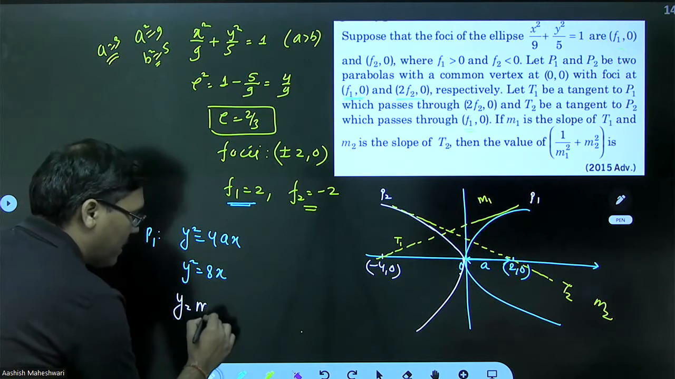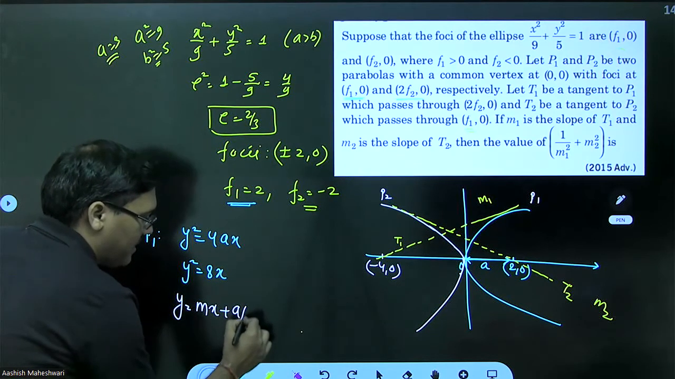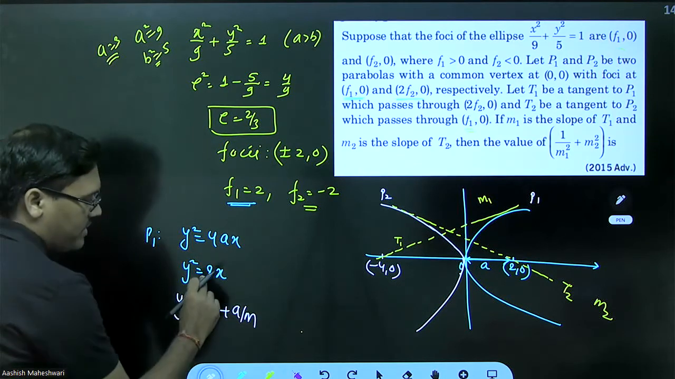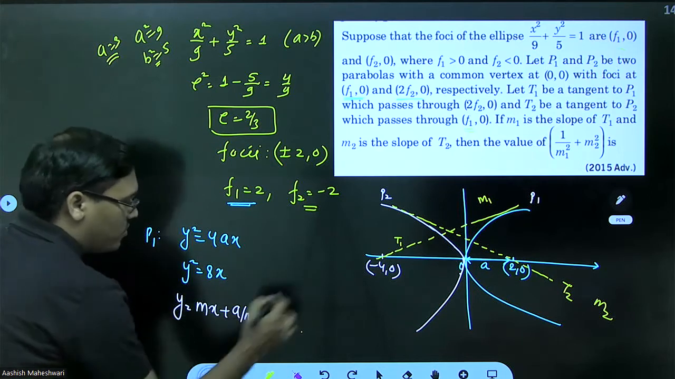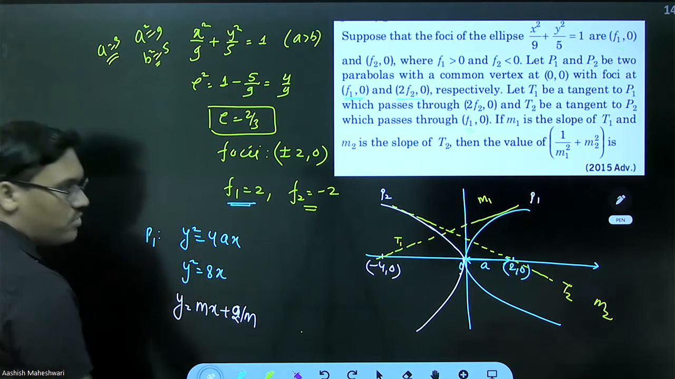This is y is equal to mx plus a by m, right? What is a? A is equal to 2. So I'll just put this: a is equal to 2.